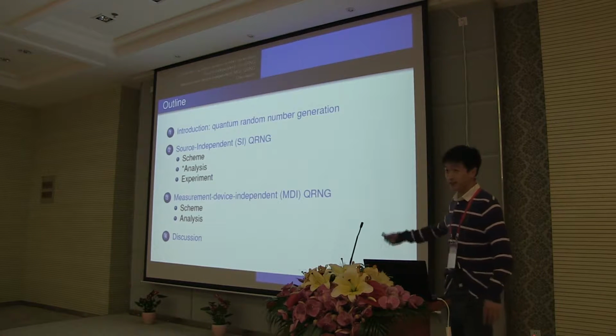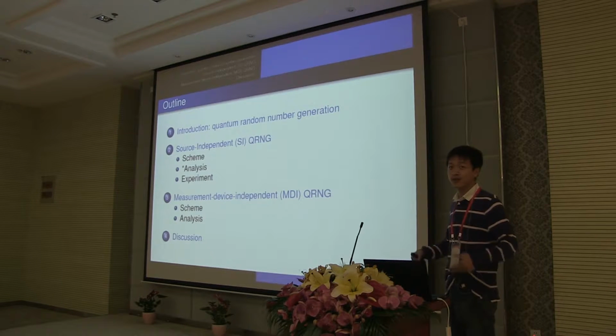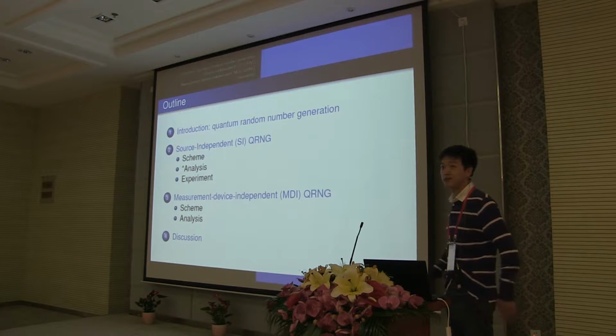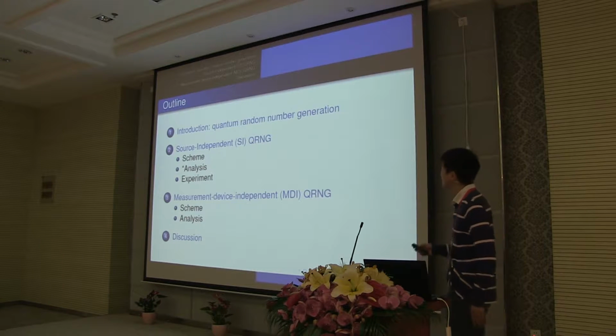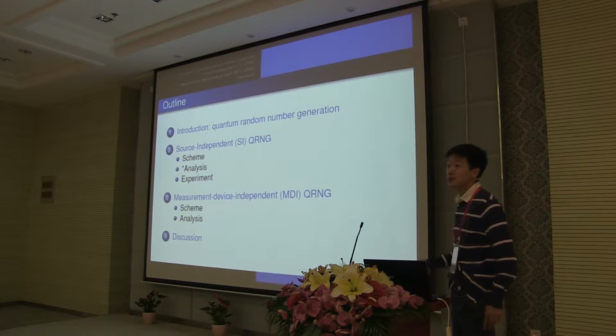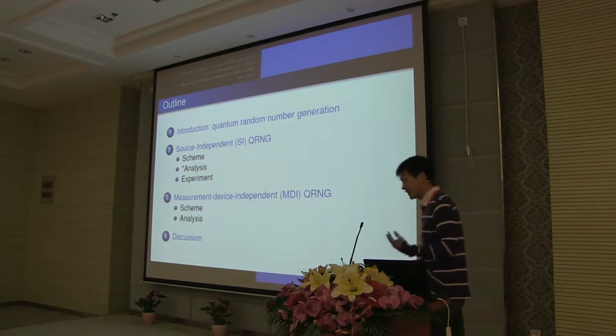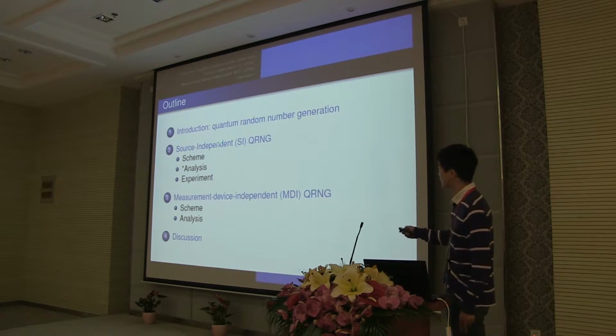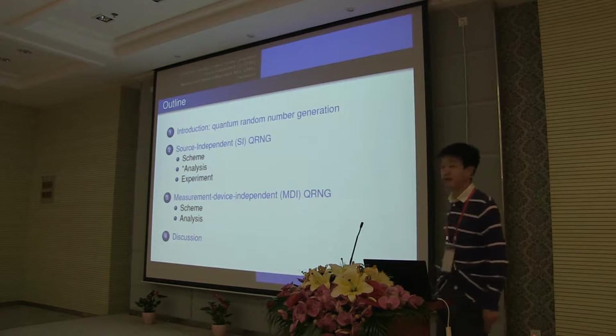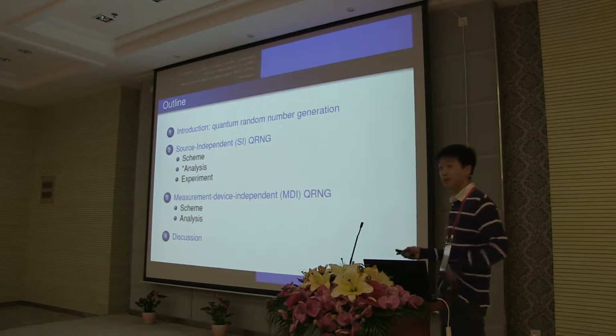It's good that in the previous two talks, some of the concepts in my talk were already introduced. That makes my life easier. And then I'll talk about two types of semi-self-testing quantum random number generation. One is source independence, the other one is MDI. And then finally I'll give some open questions.